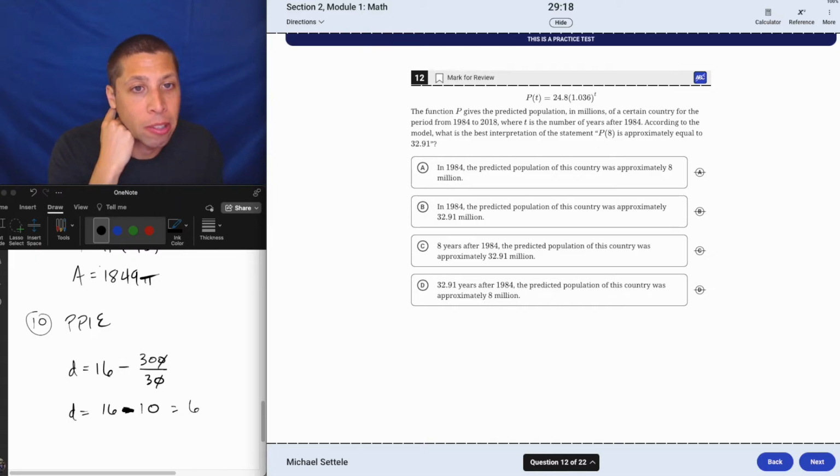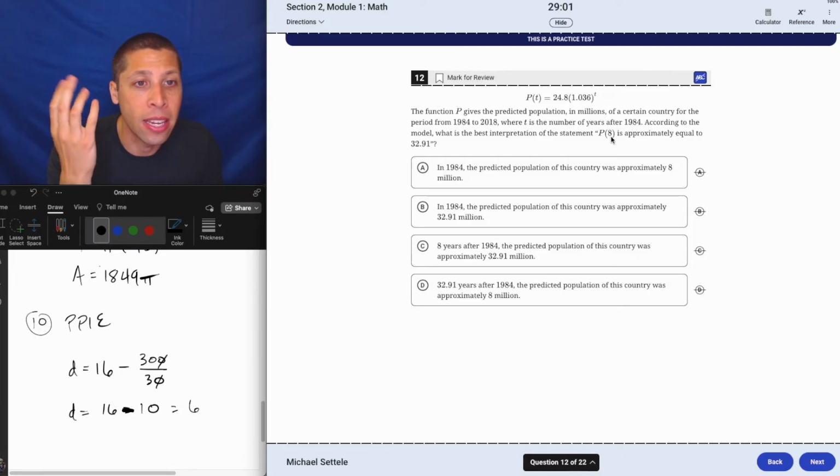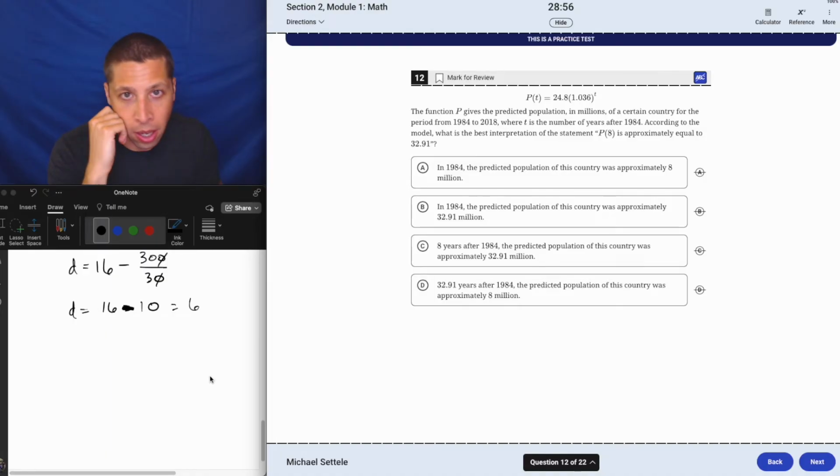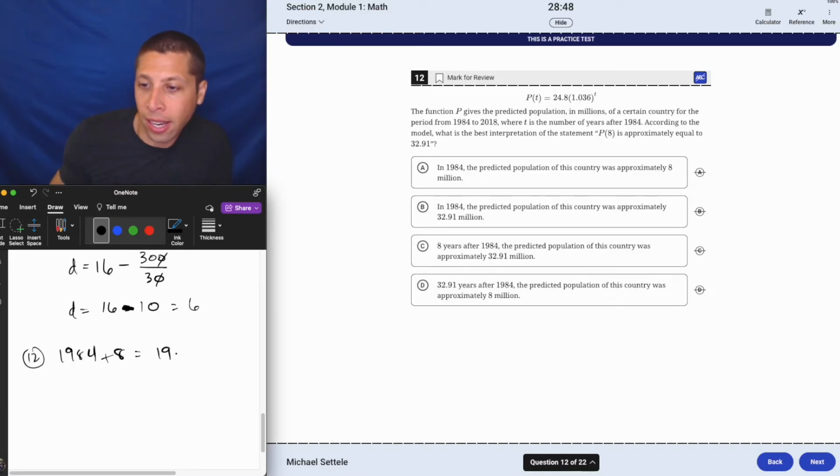Okay, function P gives the predicted population of a certain country t years after 1984, where t is the number of years after 1984. According to the model, what is the best interpretation of P of 8 is approximately equal to 32.91? So it's basically just following the instructions in the question. P of 8 is the t value. So that is 8 years after 1984. 1984 plus 8 is 1992, right?